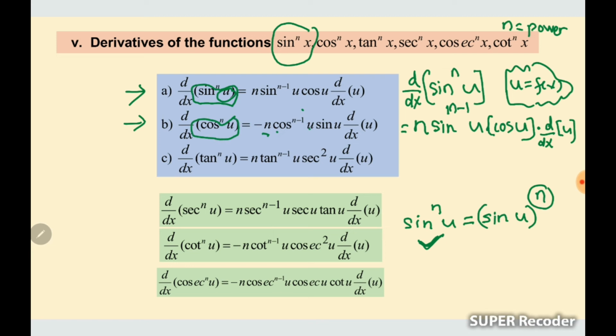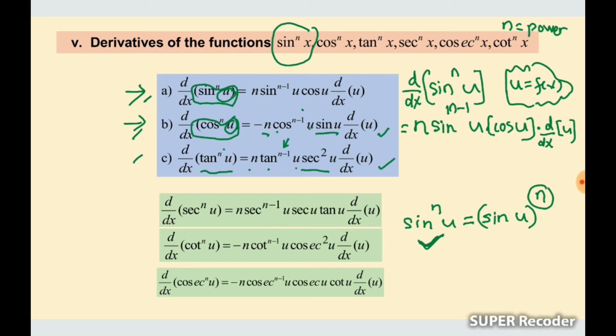Without n, differentiate cos u, the answer is sin u. Then you differentiate u, du dx. Okay, I hope you understand. Now see, differentiate tangent u to the power of n. The answer is n tangent u to the power of n minus 1. Then differentiate tangent u, the answer is secant squared u. Then differentiate u, du dx. Okay, if you understand these three basic rules, the next three will be easier.